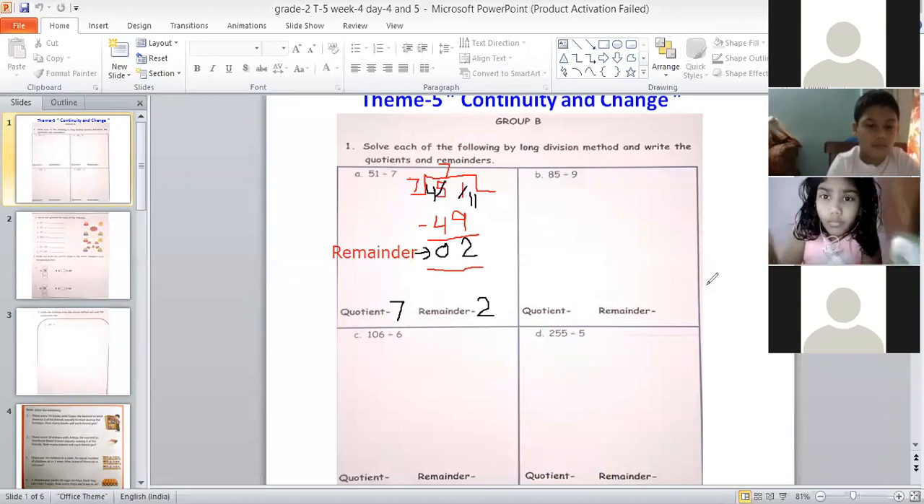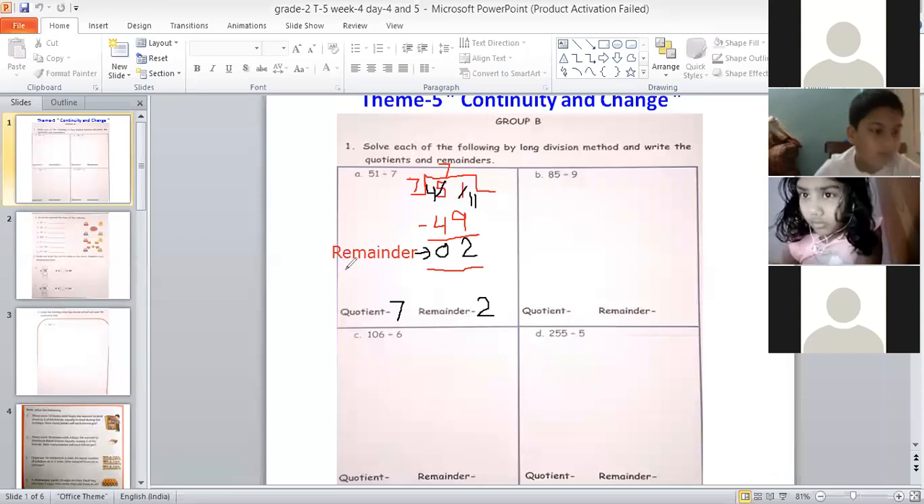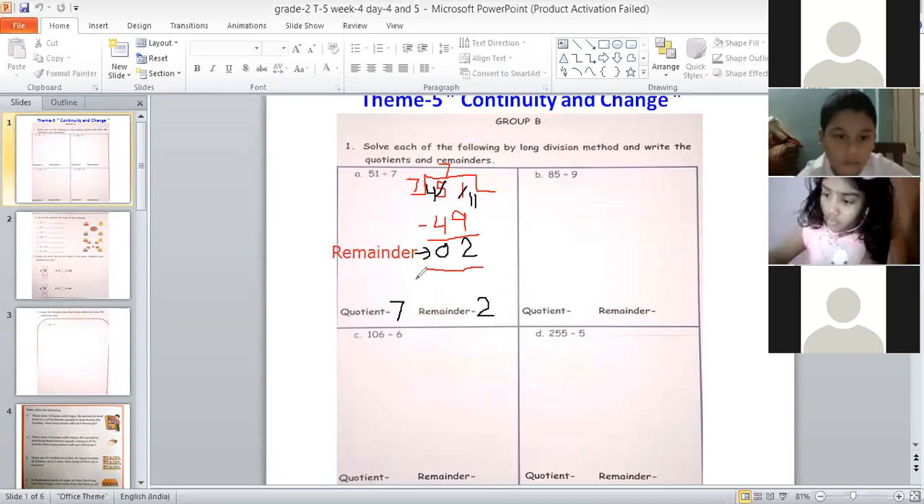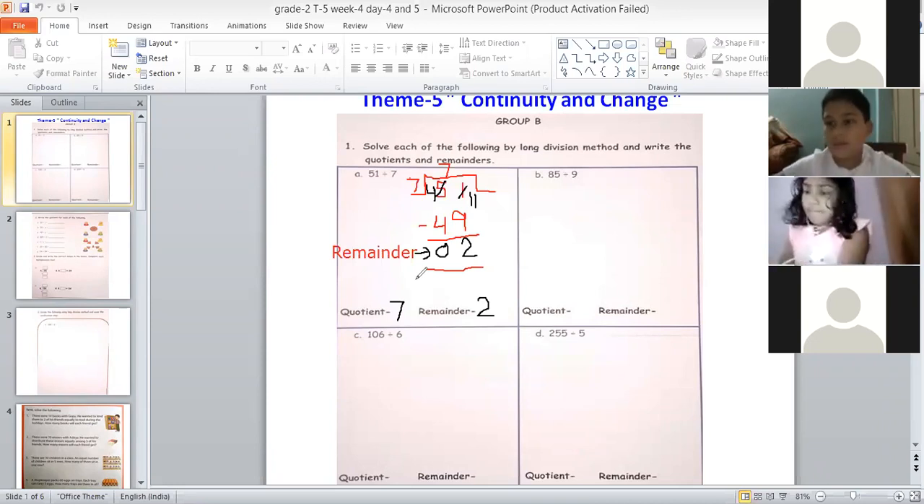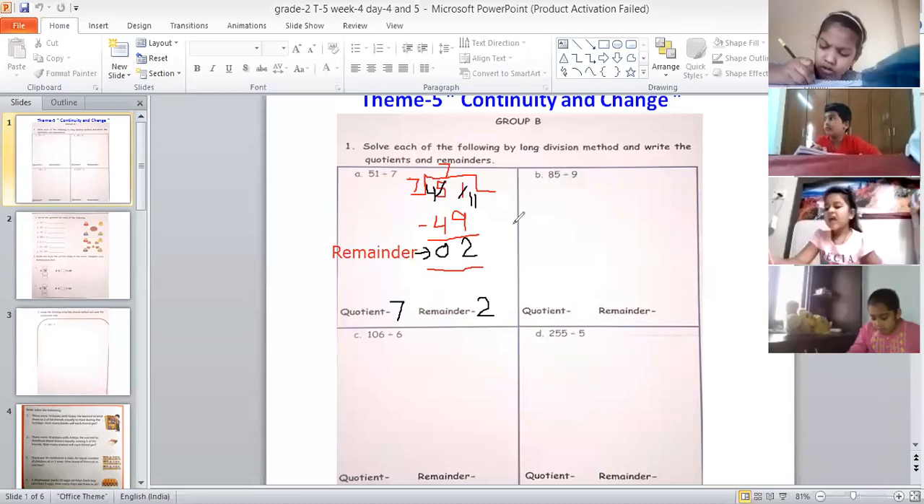Ma'am? Yes, Aliza? You have to write remainder also, yes. Okay. Yes, children, please write this remainder. R-E-M-A-I-N-D-E-R, remainder. Remainder is what we got after subtracting 49 from 51. Okay, so this is known as our remainder. Okay, fine.